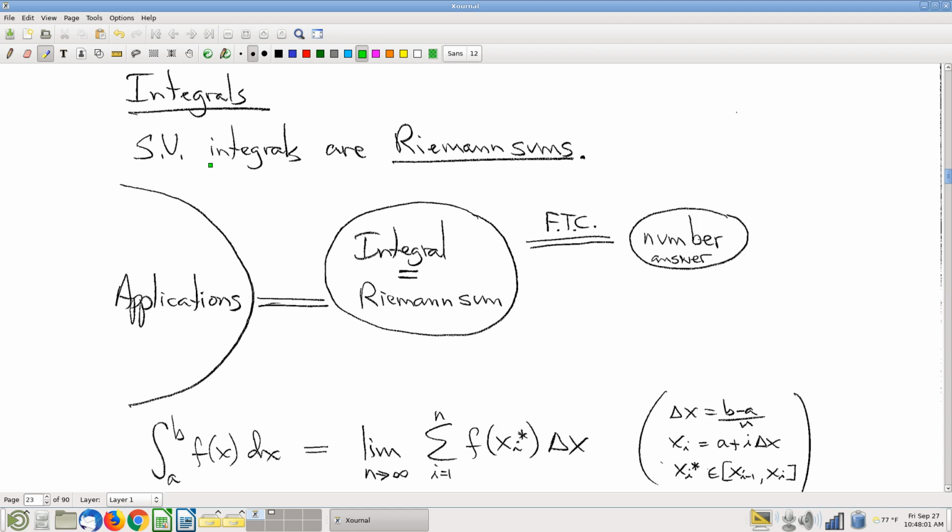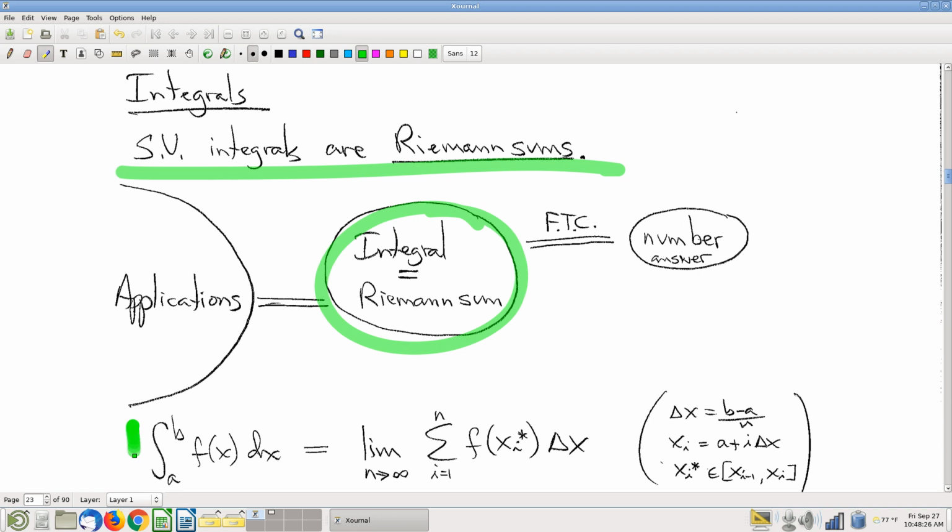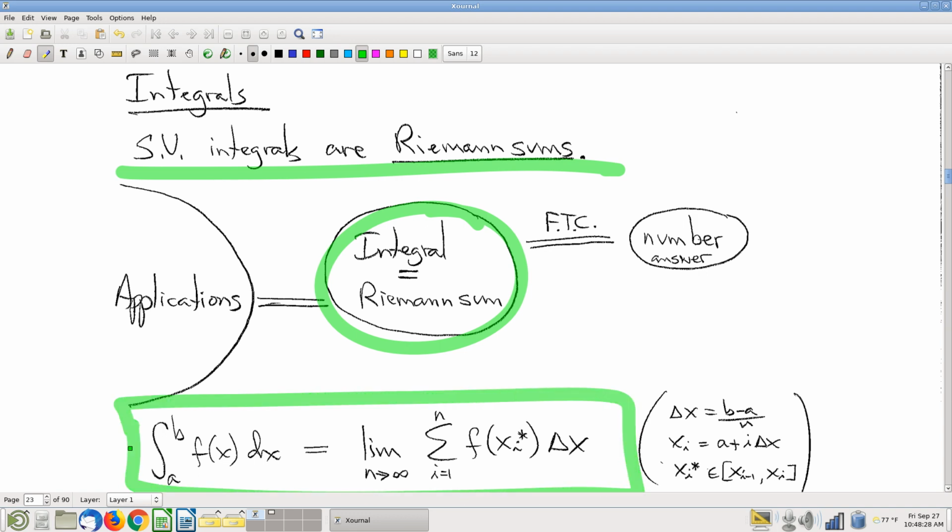Okay, so all of those are not definitions. Those are things that are, I suppose, maybe or maybe not true in some sense, right? But they're not the cornerstone definition of what integrals fundamentally are. Okay, so what are integrals? Integrals are Riemann sums. That's what an integral is, as far as this class is concerned.